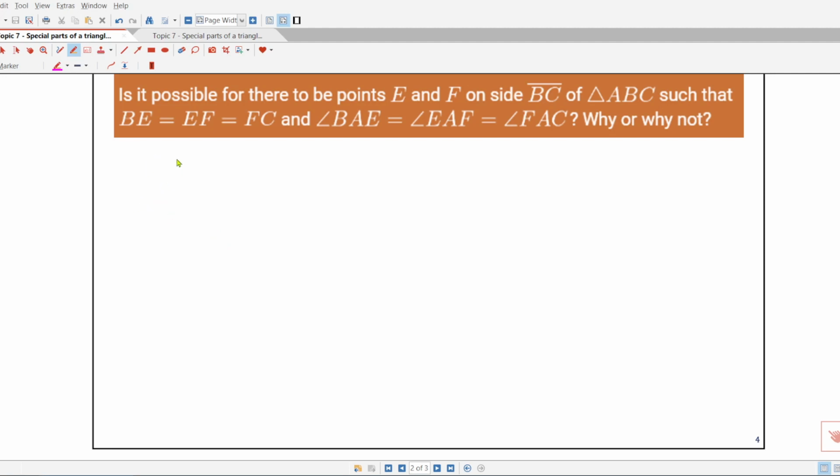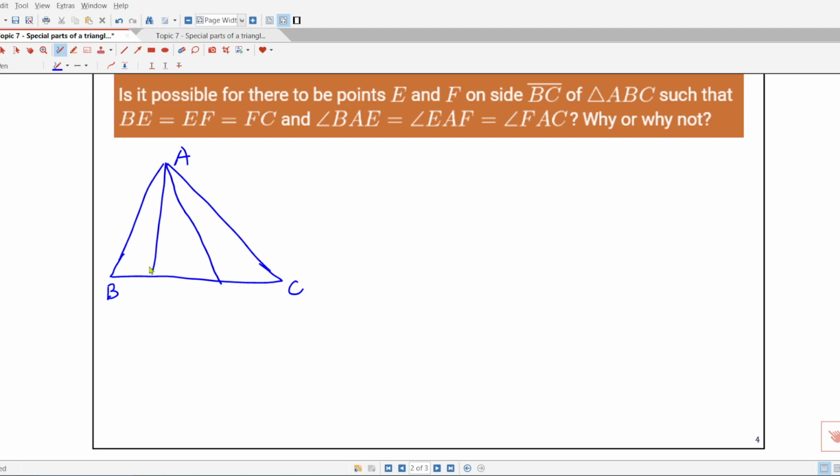Okay, first let's draw a diagram. Okay, vertex A, B, and C. So AE and AF trisect angle BAC, right? We have AE here and AF here probably.